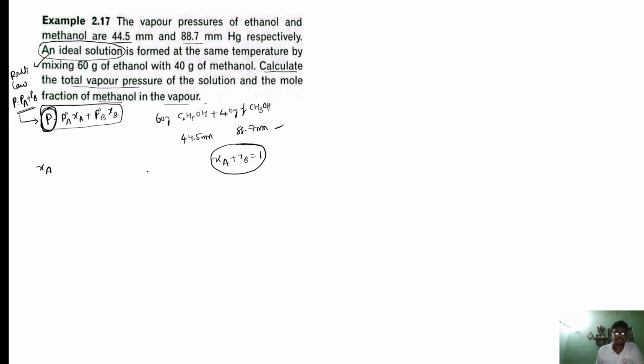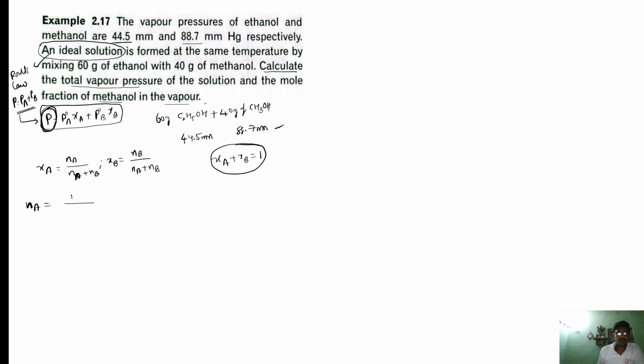Correct? So here let us calculate the mole fraction. What is the formula for mole fraction of A? We need the number of moles of A divided by the number of moles of A plus B, and XB is equal to the number of moles of B divided by the number of moles of A and the number of moles of B. So in some way or the other we need the number of moles of both. So let us calculate the number of moles of A.